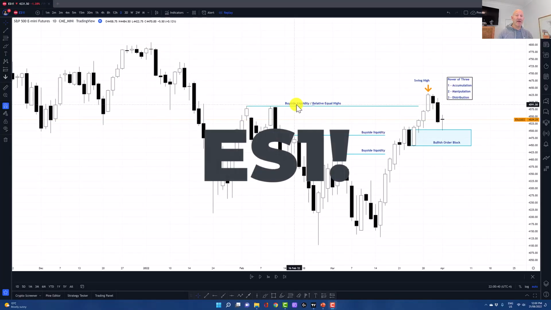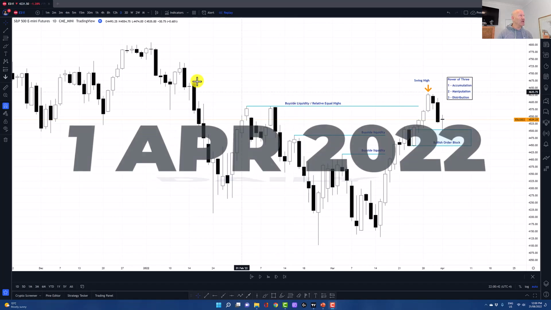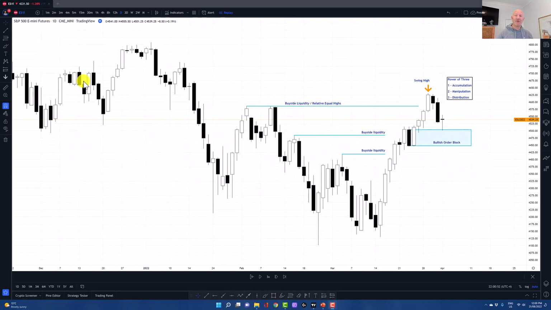So we'll start with our daily chart on the S&P or the ES. We use the daily chart to determine our bias. If we look at the chart here, you can see from the 15th of March right up until about the 29th of March, the market was on this really strong uptrend, and you can see we've broken through the buy side liquidity at these highs here before breaking through these relative equal highs here.